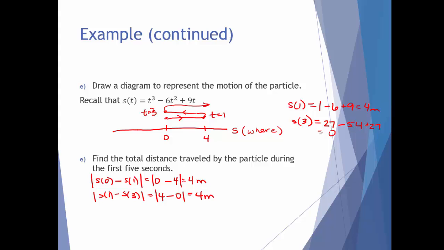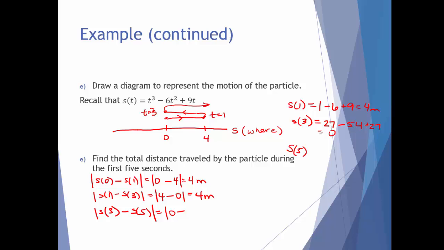Now we actually have one more piece to take into consideration. This is only how far it's traveled for the first 3 seconds. We need to look at the first 5. So then what we need to do is look at the position of the function at 3 seconds in comparison to the position of the function at 5 seconds inside absolute values so that we make sure that the distance comes out positive. We already know S of 3, it's 0. S of 5 is one more calculation we need to do really quickly.